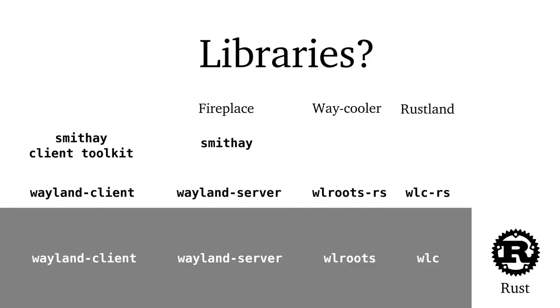And there are three, I think, completely independent implementations for a server side, as in compositor side. And the gray stripe indicates what has been written in C, and the stuff on top is what has been written in Rust. And I skipped the sys crates and just included the RS crates to make it simpler.